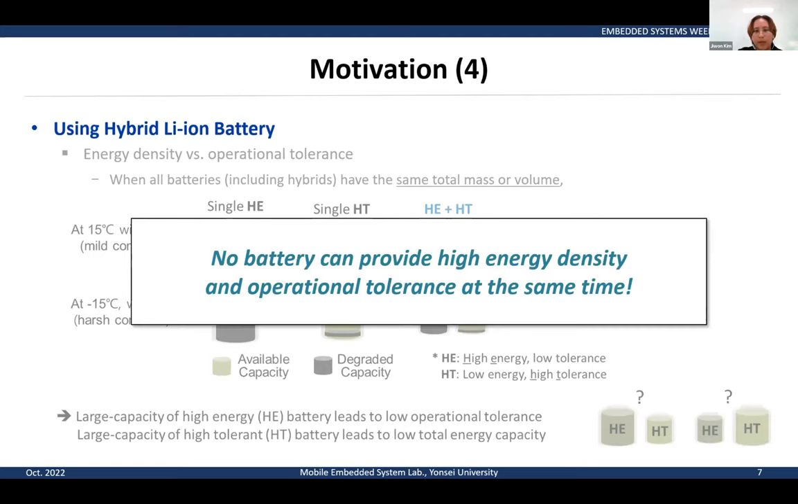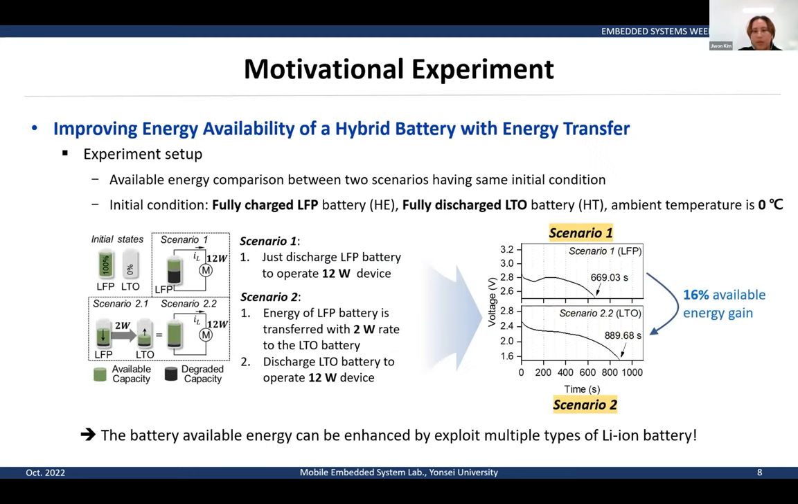So providing a high energy capacity and operational tolerance at the same time is not possible even for a hybrid battery. To see if the energy availability could be improved on the hybrid battery, we conducted an energy transfer experiment with two different types of batteries. For the high energy density side, the LFP battery was used, but it's susceptible to low temperature. And for the high tolerance, the LTO battery was used, but it has low energy density.